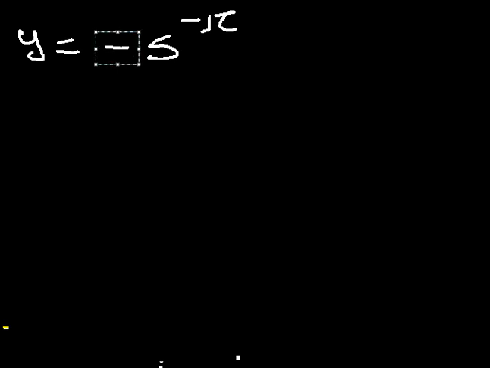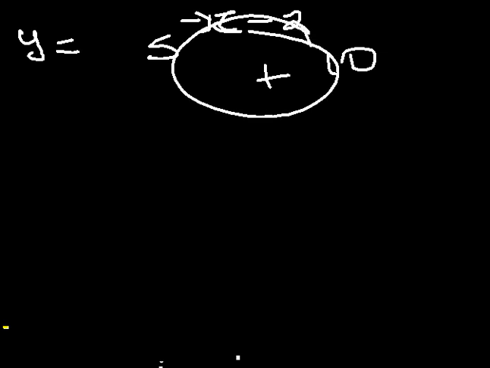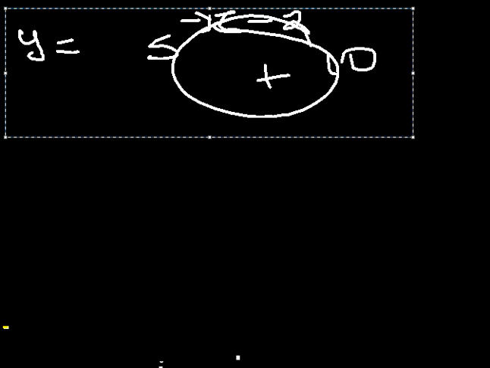Let's say we have y is equal to negative 5 to the power negative x, and a negative 2, and a plus 10. You can do it in the same way, like the way we discussed the previous one.